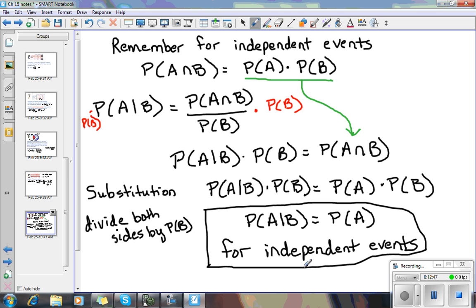All right, and I want you to think about what that means. What this is saying is, given that event B has occurred, the probability of A doesn't change. And that should make sense. We're saying they're independent, so knowing that event B has occurred does not have any bearing on the probability of event A; it's not going to change. So this is true for independent events, and that is also a formula that you might find helpful.